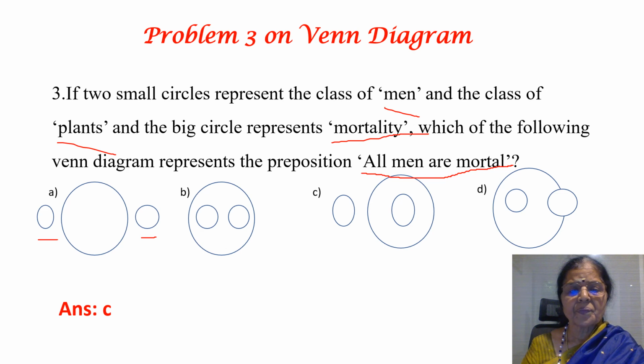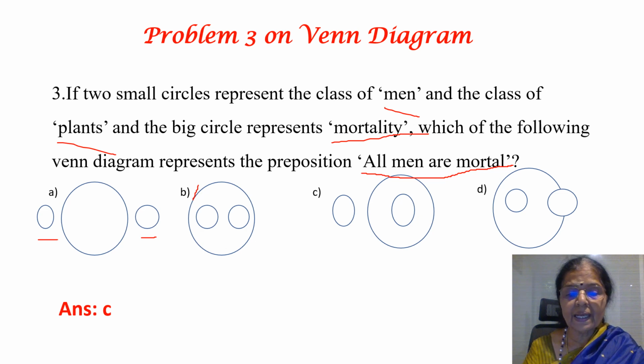Both are mortal: one big circle is mortality, and one is the plants, and another one is the men. So both men and plants are mortal, but that is not our proposition. Here only men are mentioned. So this is logically correct, B, but we are not going to select B.